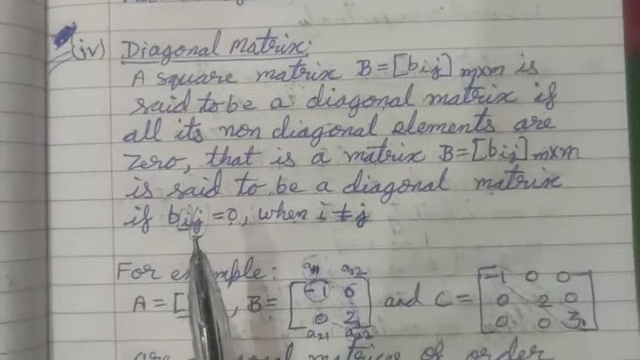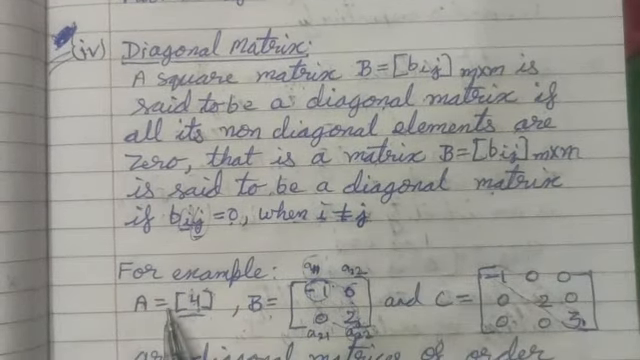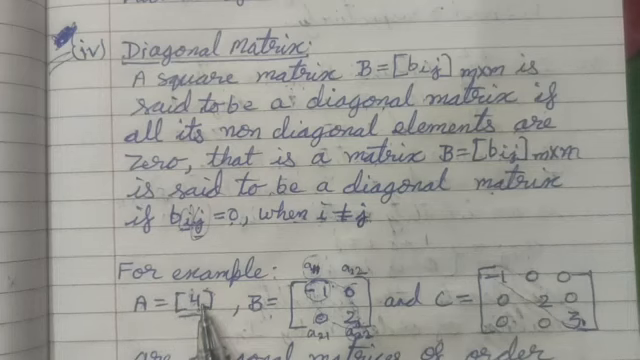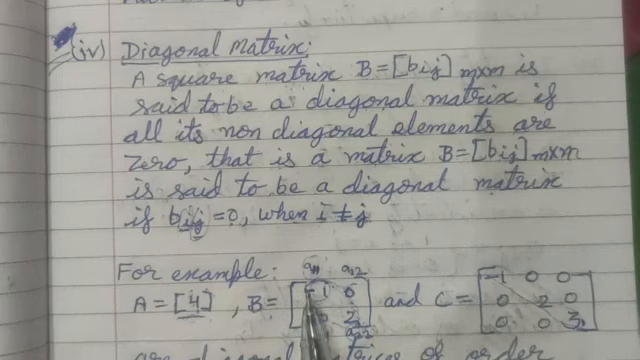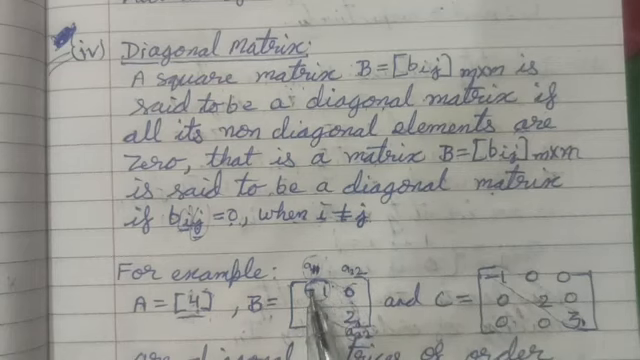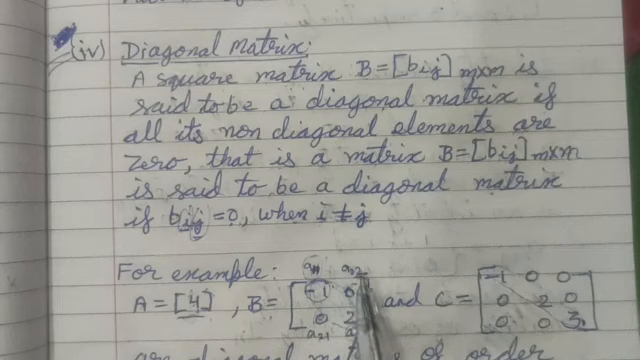Now see here some examples. Now A is equal to [4]. Now this is a matrix of order 1 by 1. It has only one element and it can also be called a diagonal matrix. Now B matrix, here it has elements -1, 0, 0, 2. And as we see here, this first element is of row 1, column 1. This one is row 1, column 2. This one is row 2, column 1 and row 2, column 2.